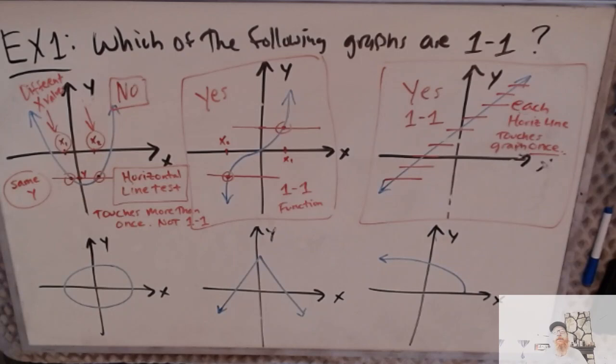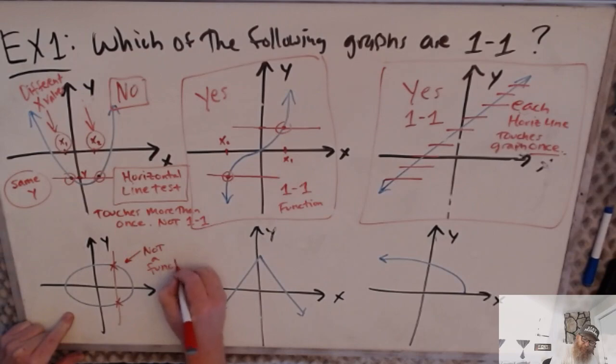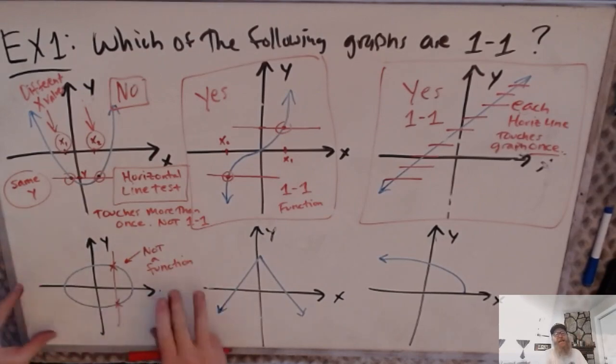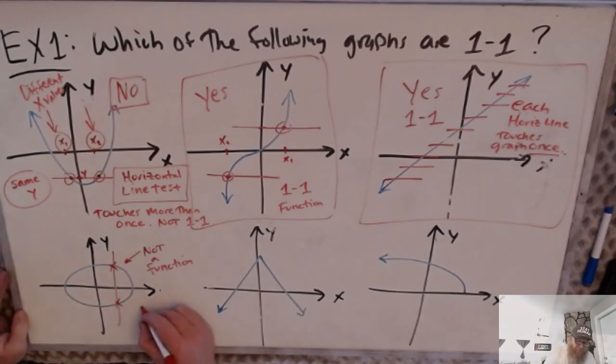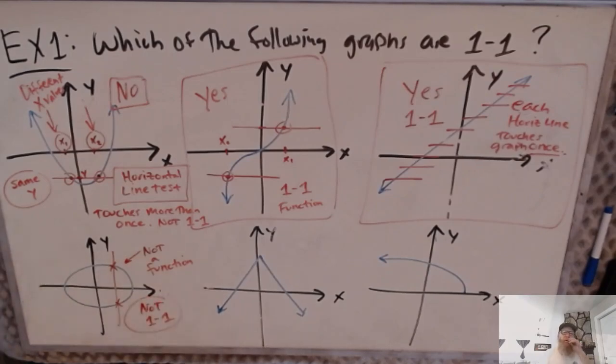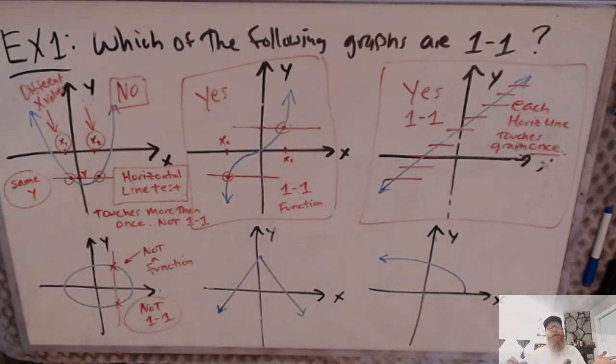All right. This is not even a function. It's a circle, or it's actually an ellipse. It's a sort of stretched out circle. To be honest with you, I was actually trying to draw a circle, but I just drew it badly. If it's not a function, then it's immediately not one-to-one. You must first be a function before you can be a one-to-one function. So if something's not a function, it's definitely not one-to-one.